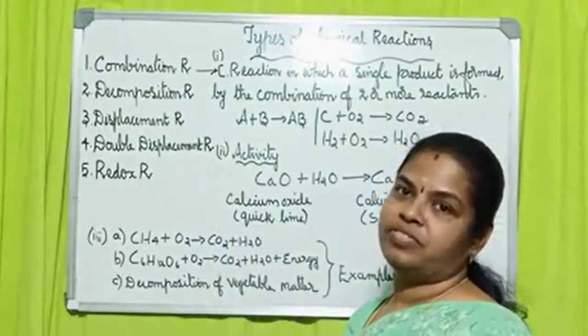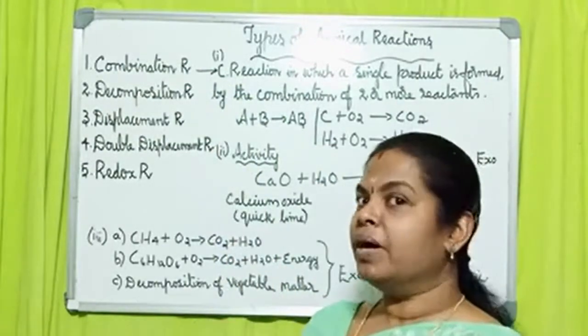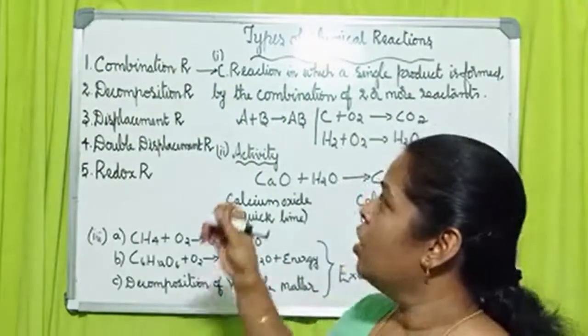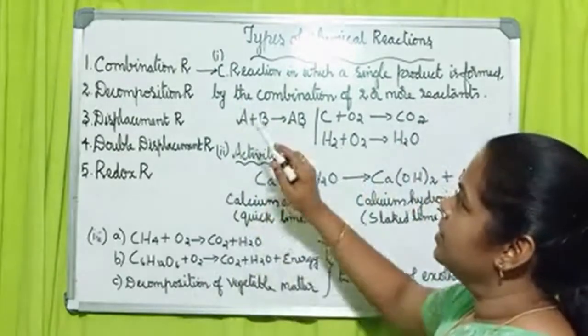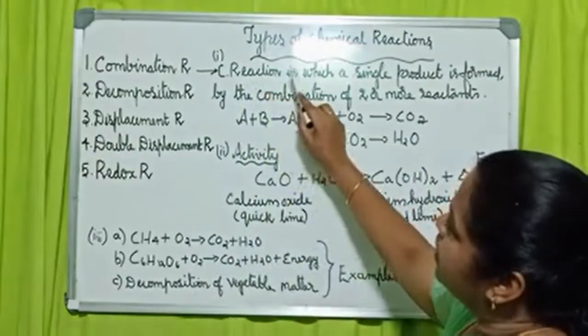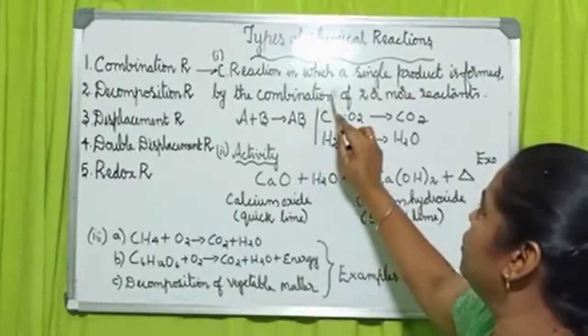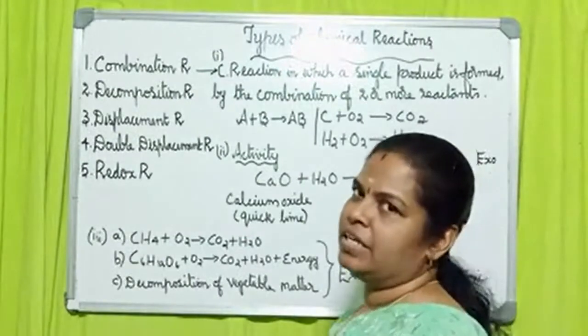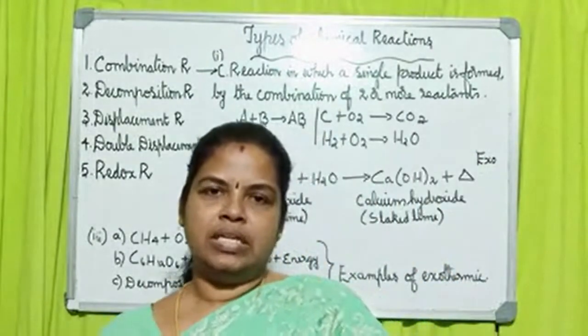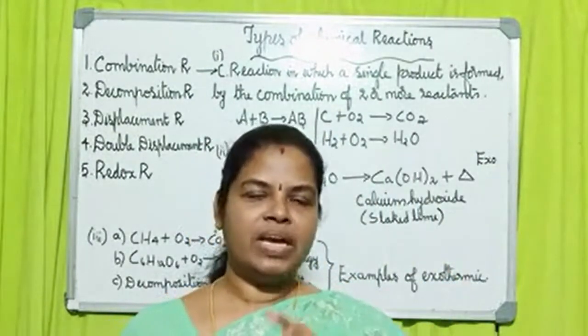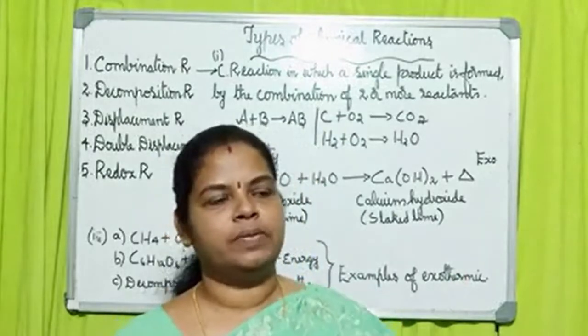The name itself tells that something is combining together, correct? Combination reaction tells that chemical reaction in which a single product is formed by the combination of 2 or more reactants. We have studied that things combine together in the reactant and you will get a product. To make it simple, I tell you something.